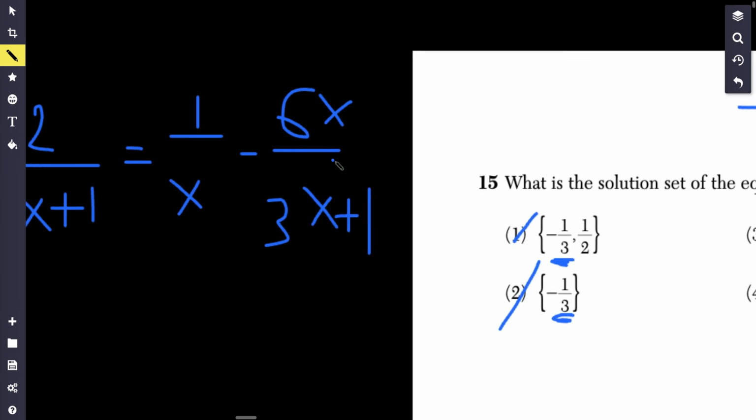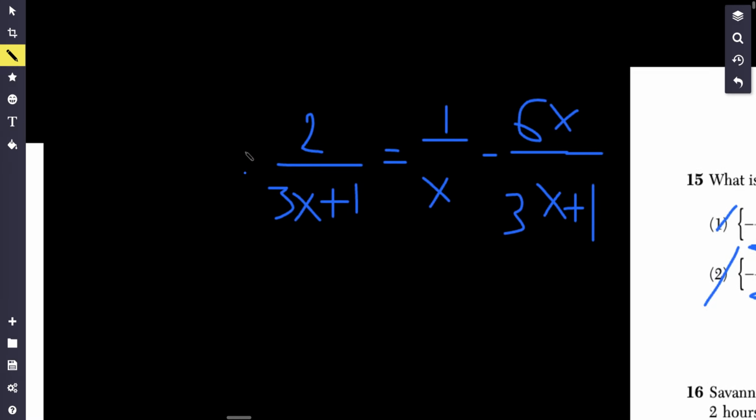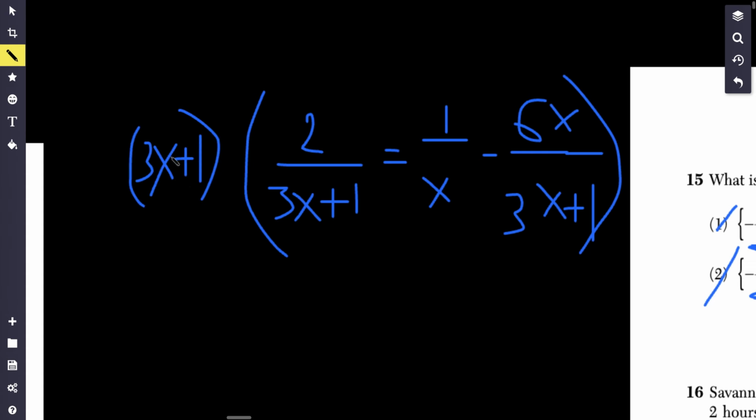So number 15 is this. What I'm going to do is get rid of 3x plus 1. I want to get rid of this denominator, and I also want to get rid of the x in the denominator. So I'm going to multiply the whole equation by 3x plus 1. What this does is cancel out with these denominators. However, I still have an x left behind.